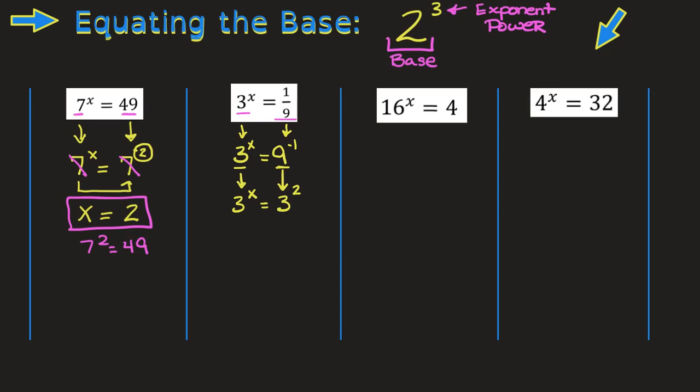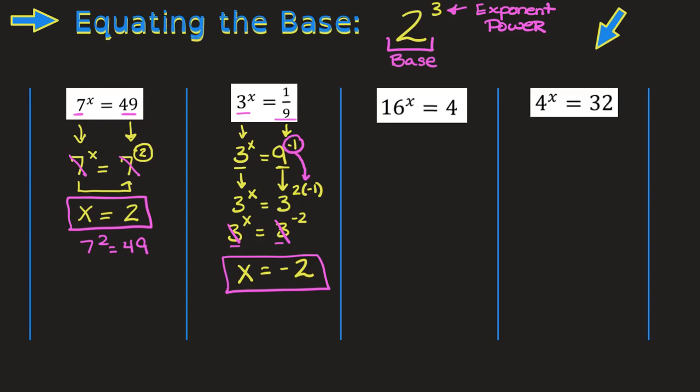Now, you cannot forget about this negative 1 up here. So you're going to take this negative 1 and bring it down. You're going to multiply it by the 2 that was already there above. So now you have 3x equals 3 to the 2 times negative 1, which is negative 2. So now we have our bases that are the same. We're going to mark through those, and we're going to just focus on our exponents. And now we have x equals negative 2.